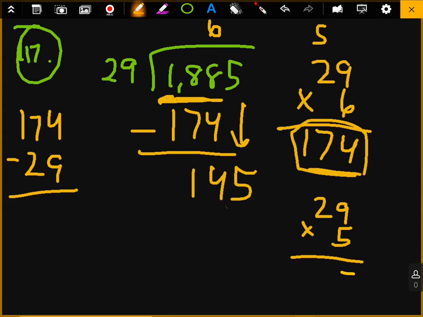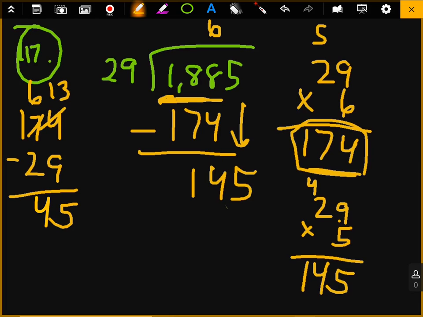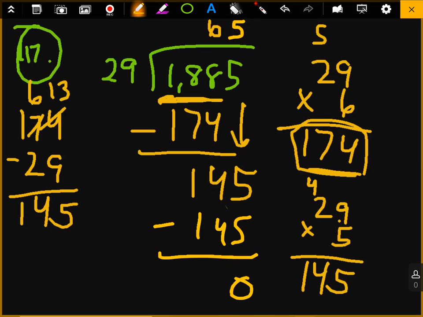9 times 5 is 45, carry the 4. 5 times 2 is 10, plus 4 is 14. And look at that, that's my answer. And I'll just double check here. Okay, I've got to borrow. 13 minus 9 is 4... 13 minus 9 is 5. 6 minus 2 is 4. 1 minus 0 is 1. Yep, so 29 times 5 is 145. And when I subtract, I get 0 left over. So 65 is my answer.